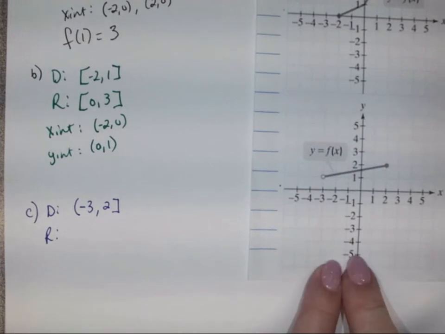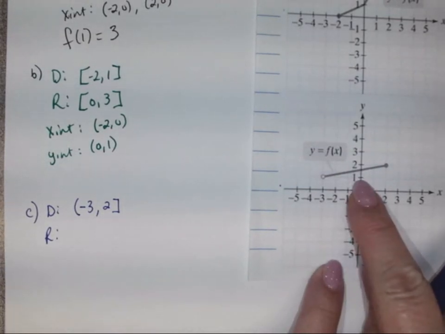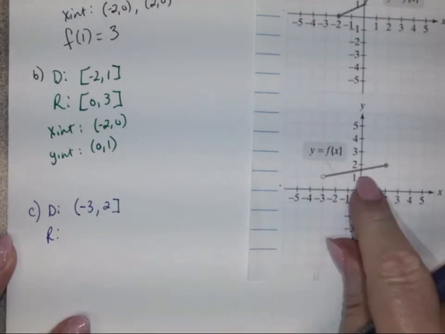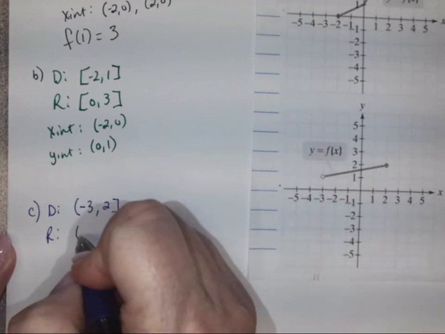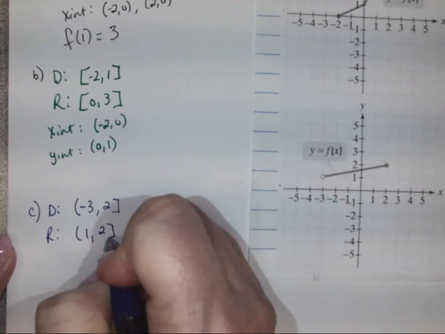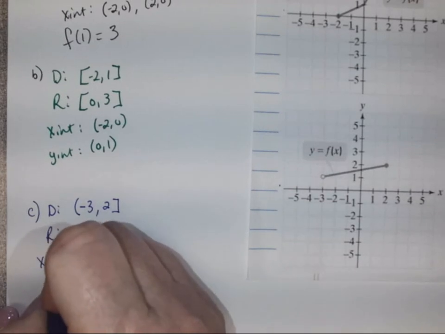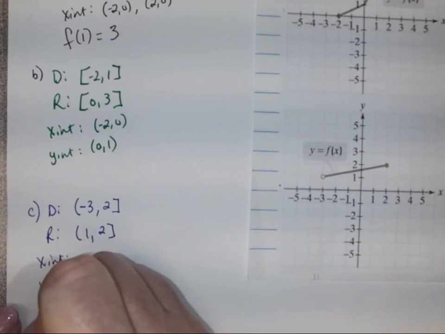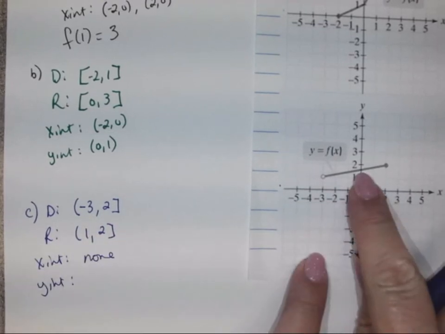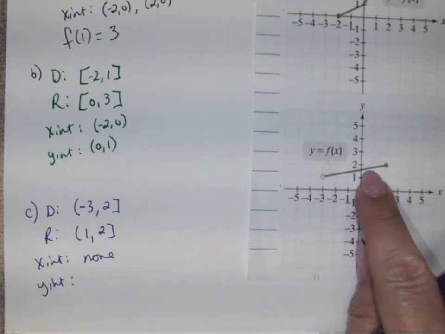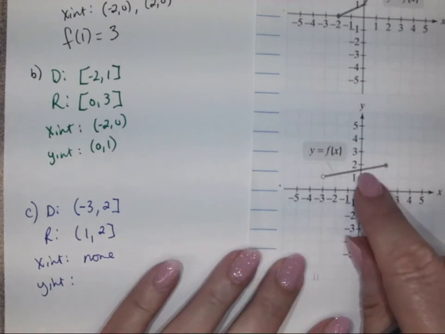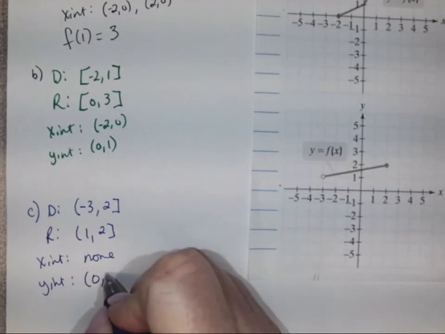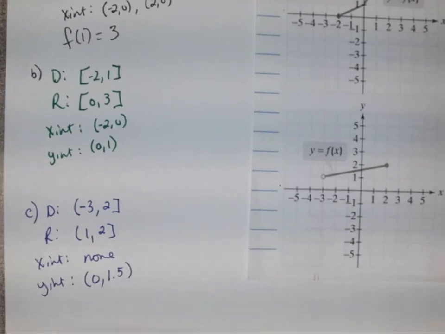And for the range, we'll come up from the bottom. The first y value we touch is 1, and it stops at y equals 2. So the 1 has an open circle, so it will get a parenthesis, and it'll go to the 2 with a bracket. For the x-intercepts, it doesn't touch the x-axis at all, so we will write none. For the y-intercept, it crosses right about here, so you have to guesstimate. If we were on a test, just give me a rough answer. That looks about 1.5. So it's 0 for the x value and 1.5 for the y value.